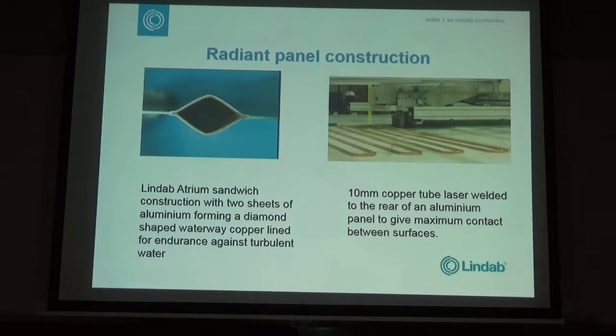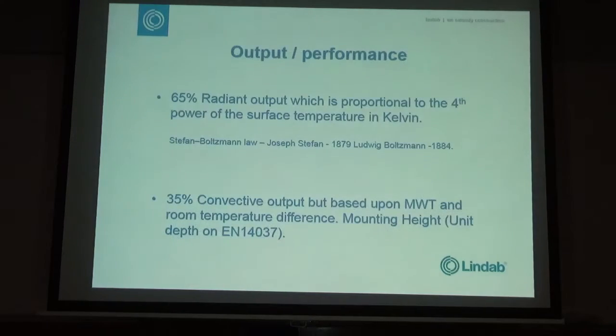The main essence of the construction of the radiant panel is we're trying to get the most efficient temperature into the face of the panel to give us the most output. So we'll come on to output now. 65% of output from a radiant panel is radiant, and 35% is convective.